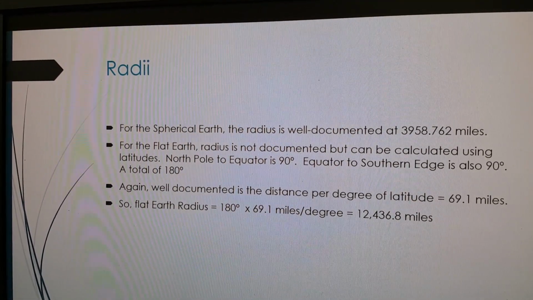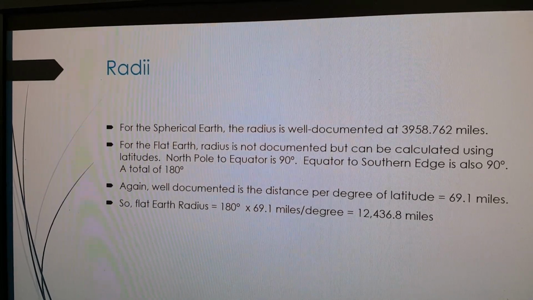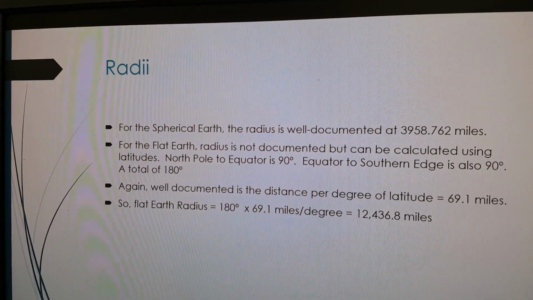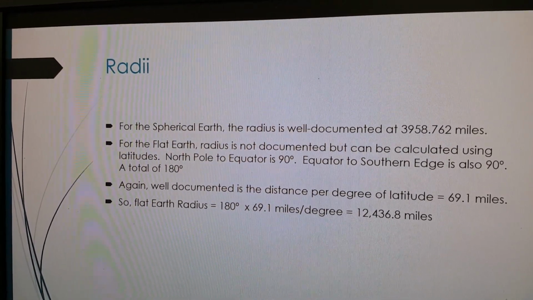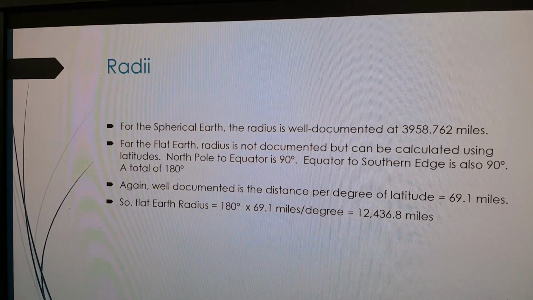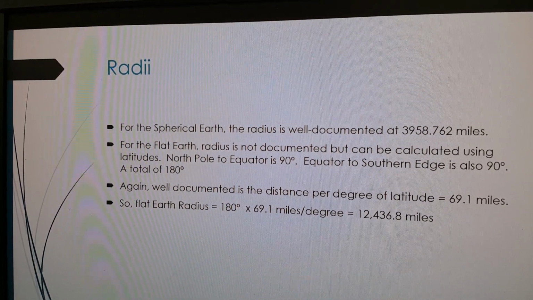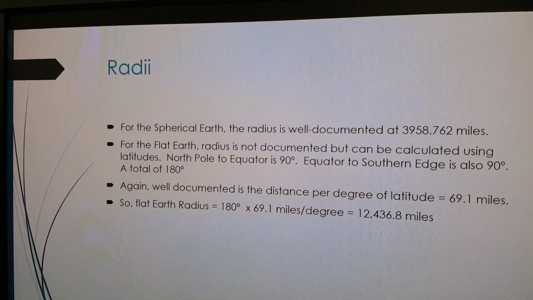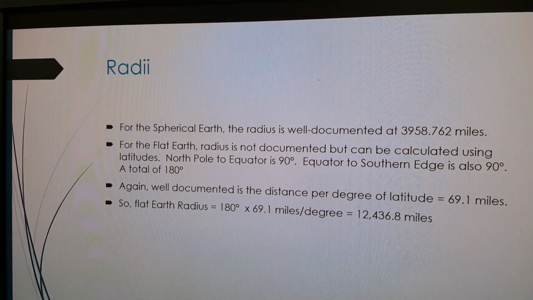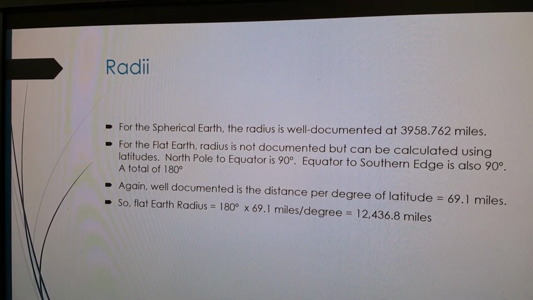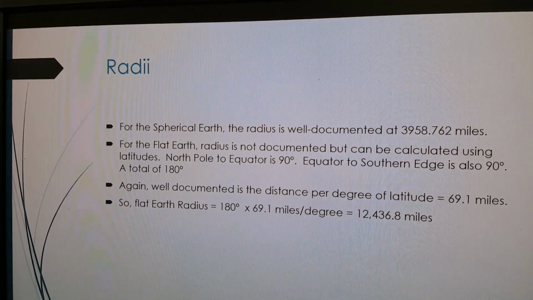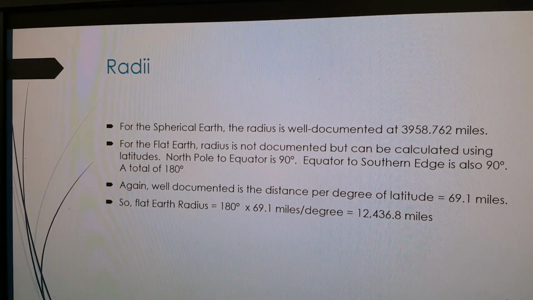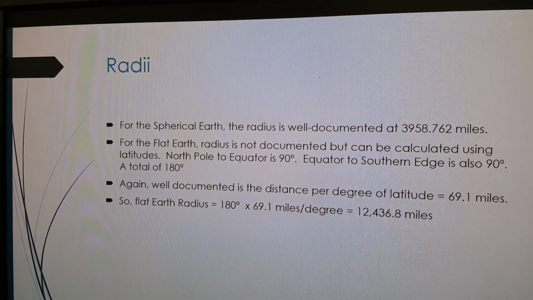So, first of all, let's talk about the radius of the two models. For the spherical Earth, we know that the radius is well documented, 3,958.762 miles. That's a little too many decimals, but you can think of it as 4,000 miles, but I'm going to use the whole decimal. For the flat Earth, the radius is not documented.